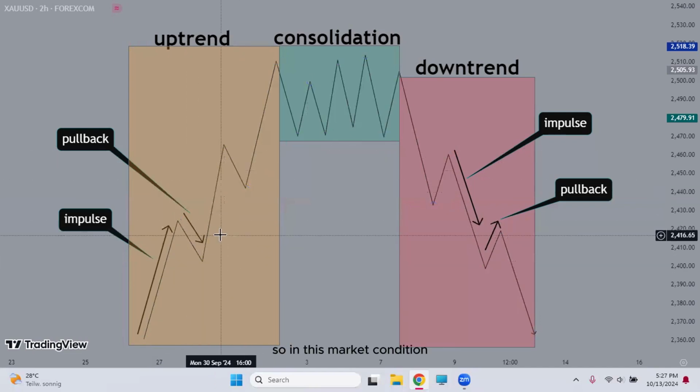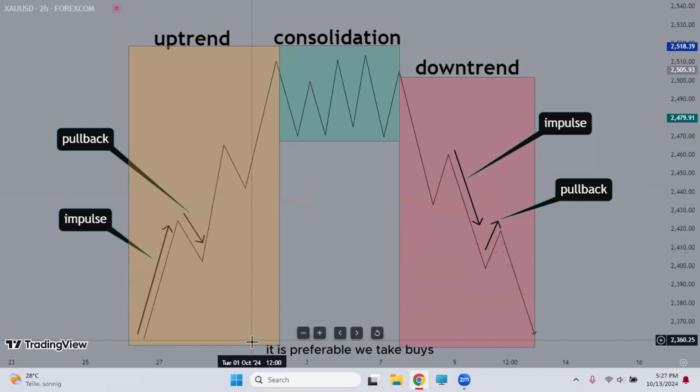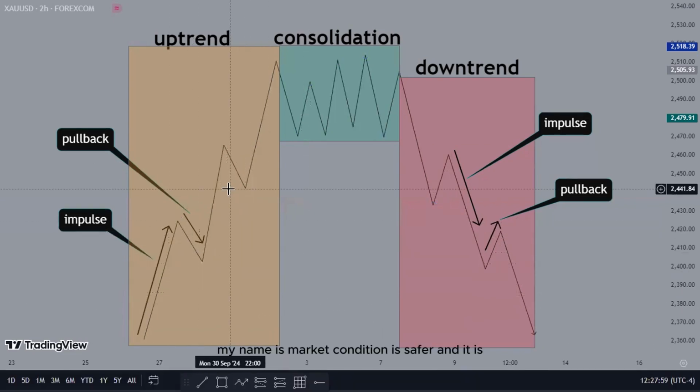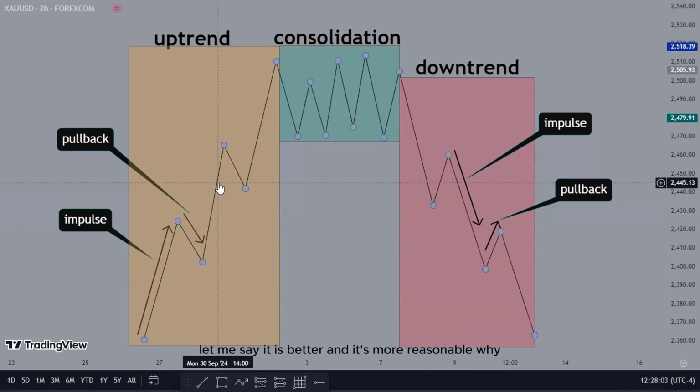You feel me? So, in this market condition, it is preferable we take buys. Buying in this market condition is safer, and it is better and more reasonable. Why? Because the majority of the market is trending upwards. So you taking a sell trade is not reasonable unless you're a short-term scalper. Okay, now let's get into it.